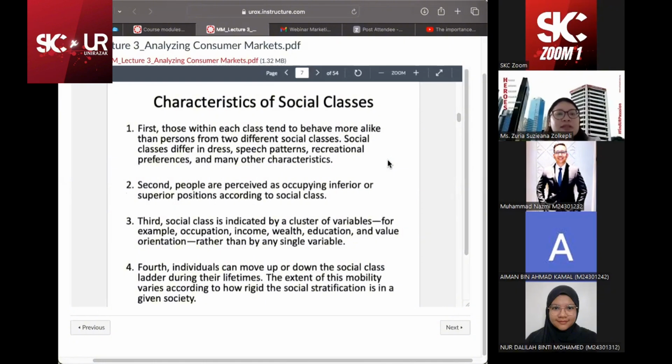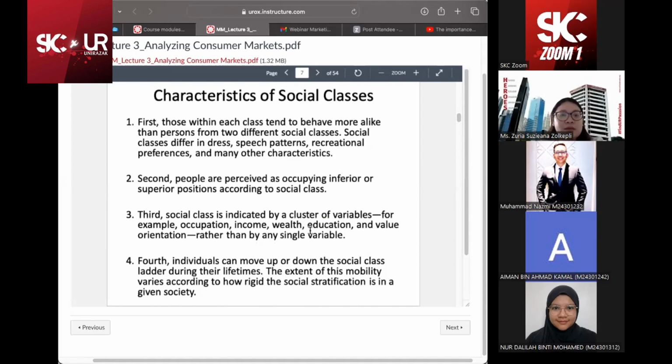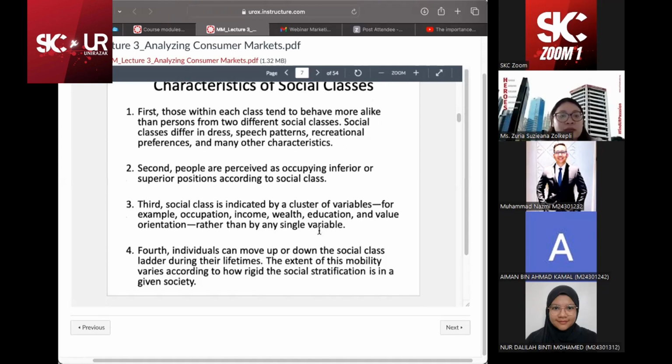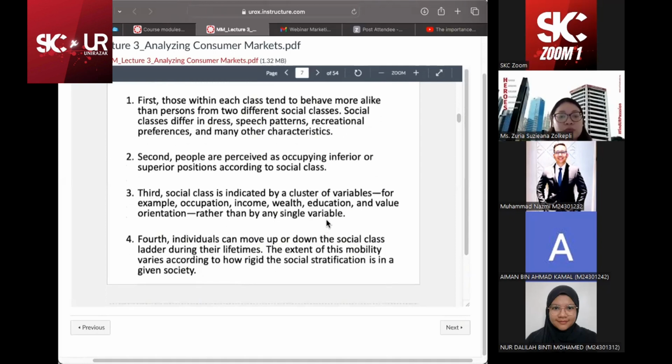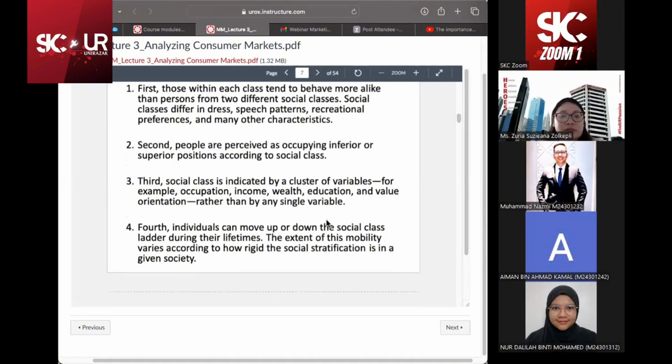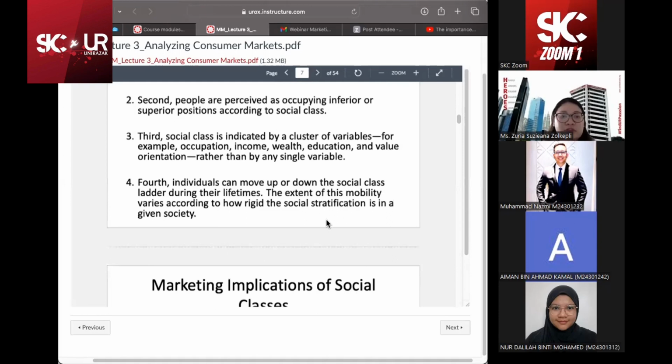First, those within each class tend to behave more alike than a person from two different social classes. Second, people perceive occupying inferior or superior positions according to social class. Third, social class is indicated by a cluster of variables, for example, occupation, income, wealth, education, and value orientation, rather than by any single variable. And fourth, individuals can move up or down the social class ladder during their lifetime. The extent of this mobility varies according to how rigid the social stratification is.